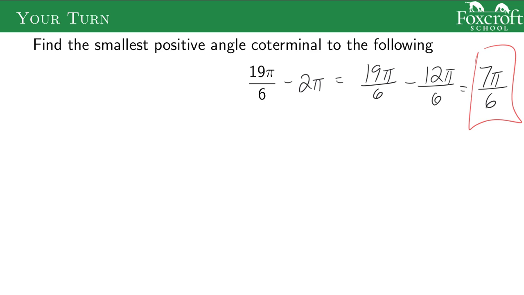And just one small note I wrote down here: let's say you didn't know if you were done or not when you got to 7 pi over 6. If you try to subtract 2 pi again, you would get a negative angle, and that's how you know you've gone too far. So 7 pi over 6 is where you want to stop, because if you go any farther, you end up with a negative angle.